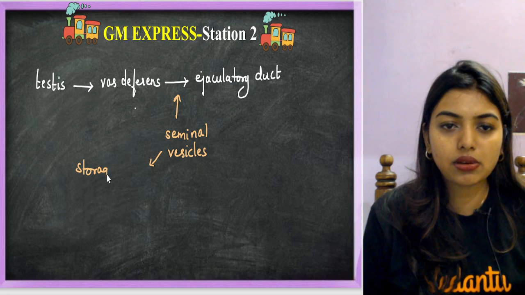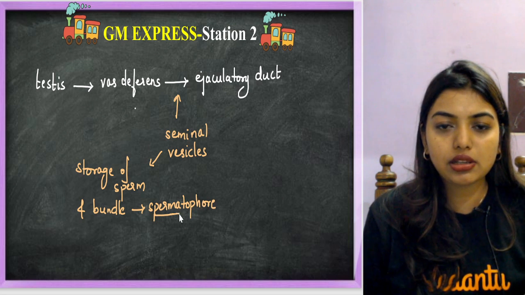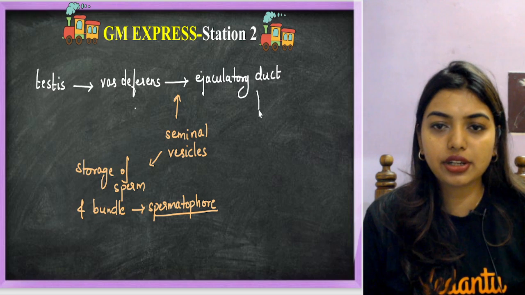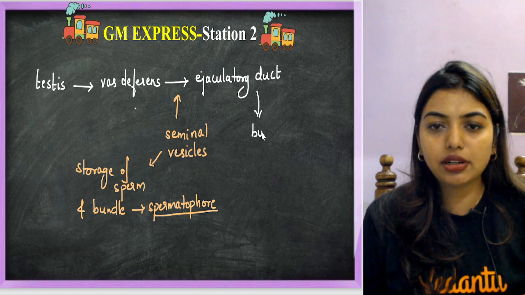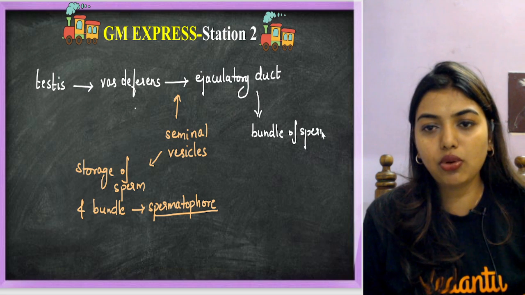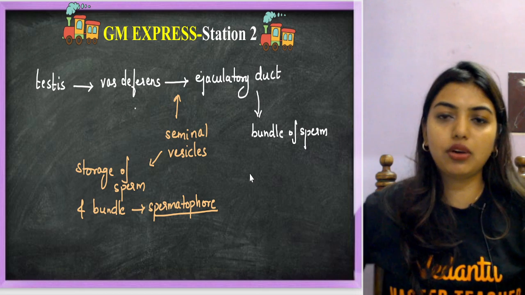Storage of sperm, and also the bundle formation will happen, which is called as spermatophore, which is very, very important. Now through the ejaculatory duct during copulation, the entire bundle of sperm or packet of sperm will go out through the anus. Bundle of sperm will go for the copulation.